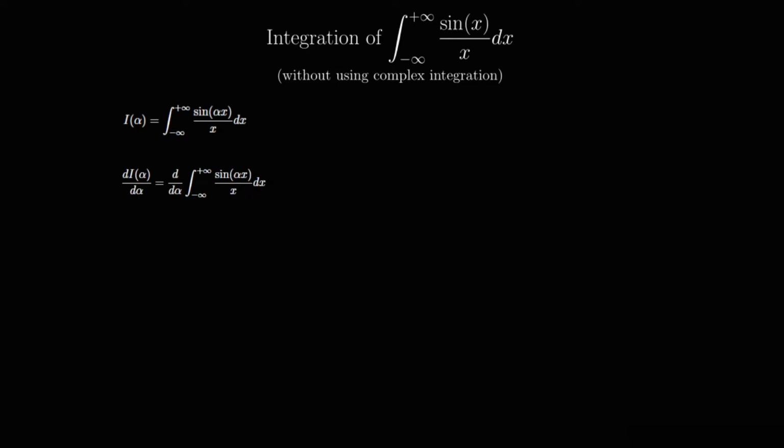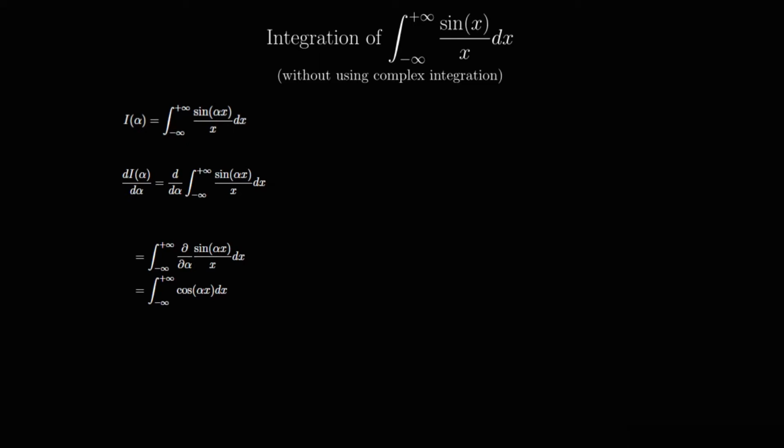If we take the derivative of I of alpha with respect to alpha, the total derivative can be moved inside the integral as the partial derivative of sine of alpha x over x, which is equal to cos of alpha x. Hence, we obtain that the derivative of I of alpha with respect to alpha is equal to the integral of cos of alpha x with respect to x from minus infinity to plus infinity.